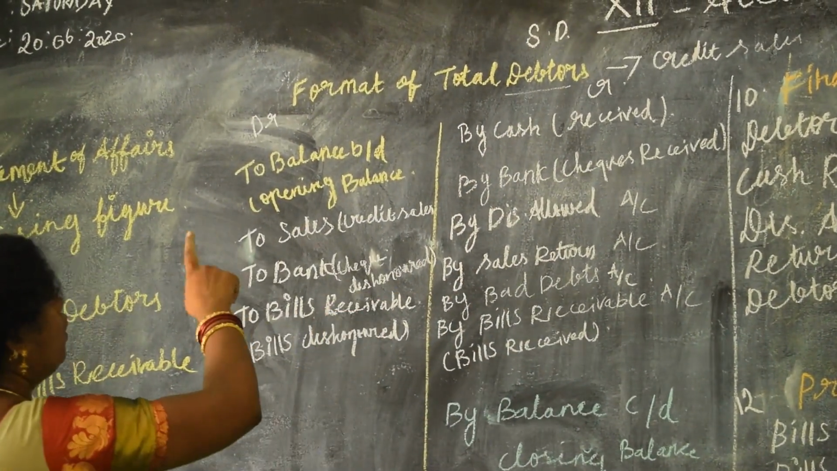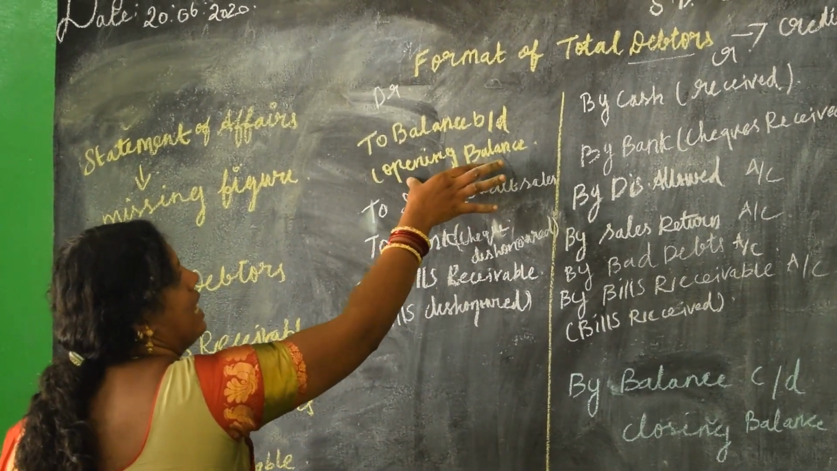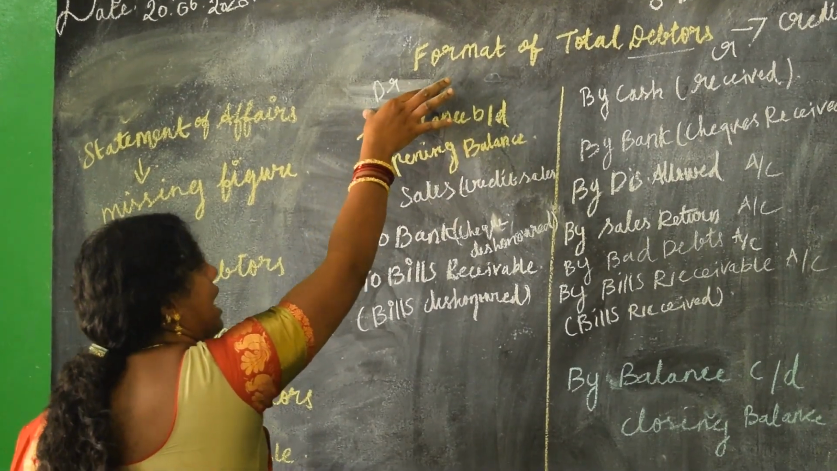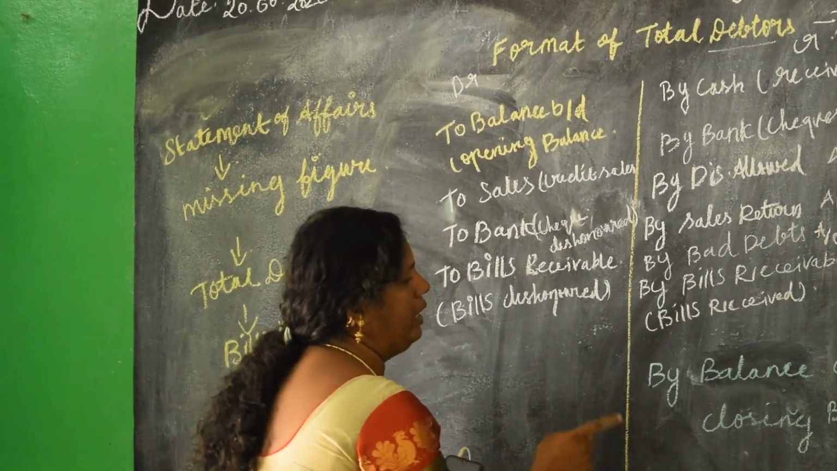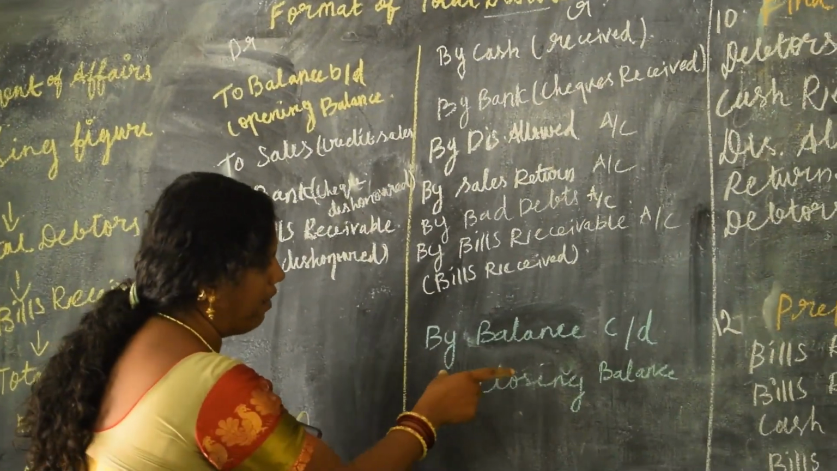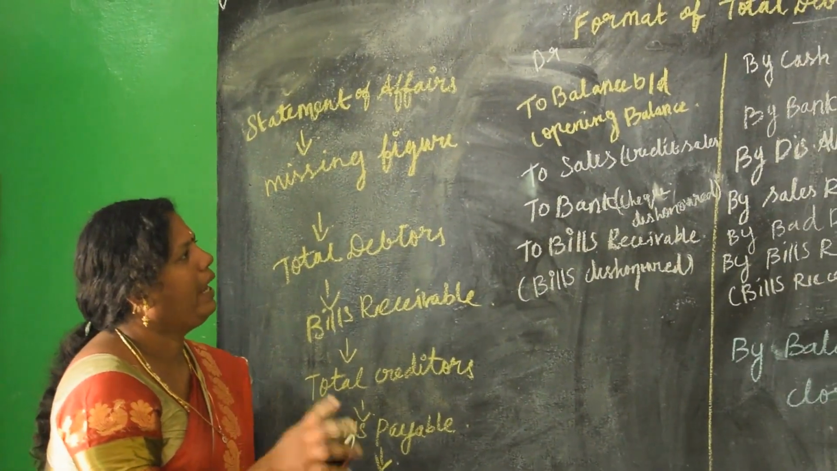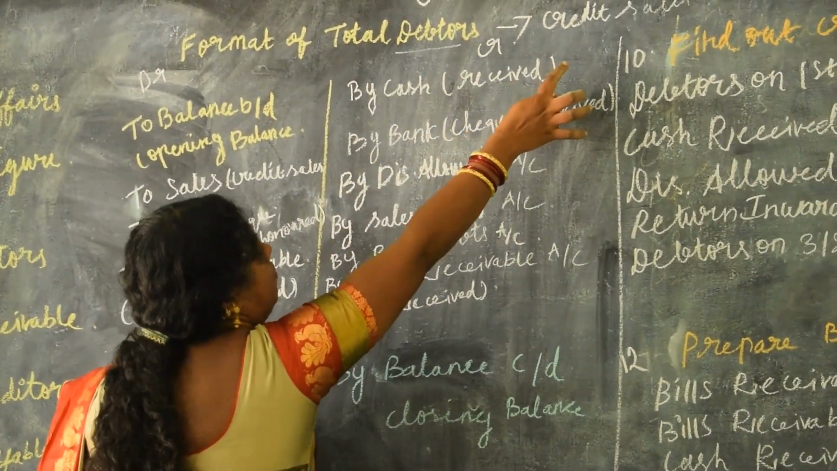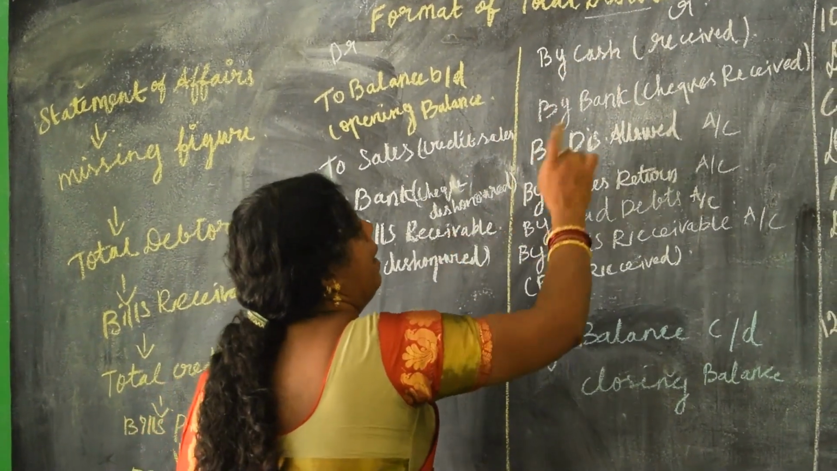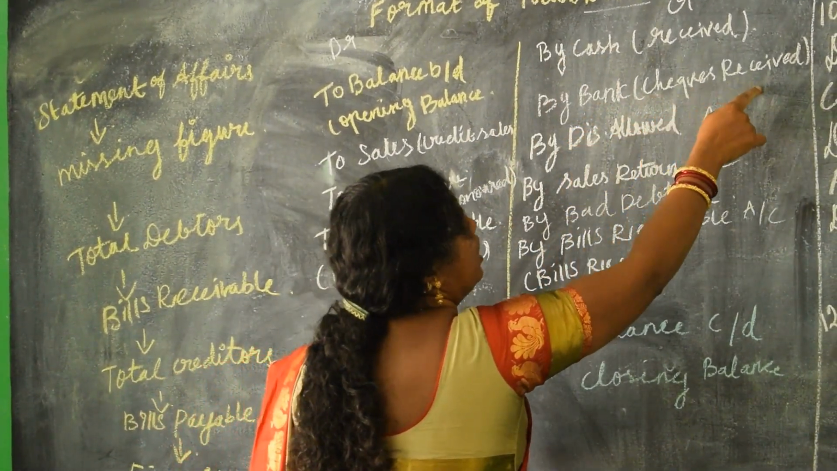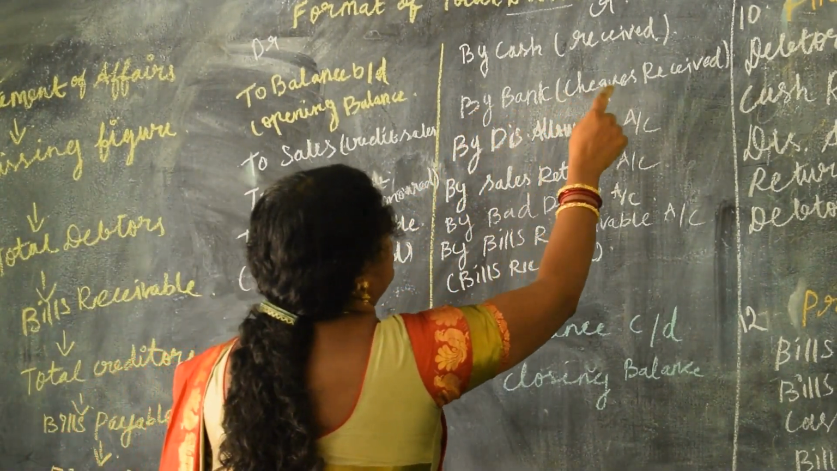In order to make a difference, I have written in 2 colors. Opening balance of sundry debtors will come on the debit side, which I have written in yellow. Closing balance of the debtors will come on the credit side, which I have written in green, for quick attraction. Then, by cash received from the debtors will come on the credit side. By bank cheques, because we can also receive the amount through banks, that is, only by bank cheque received.